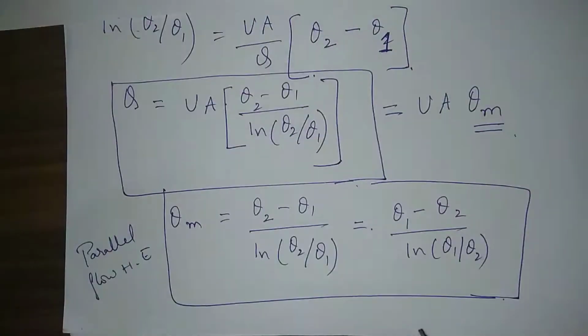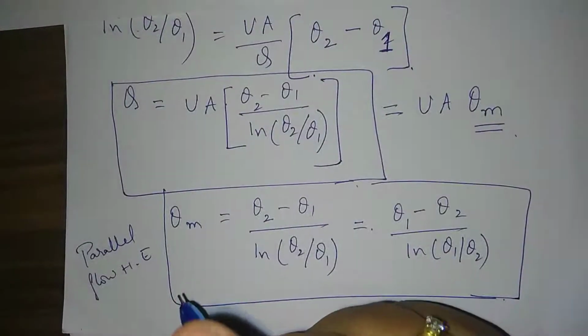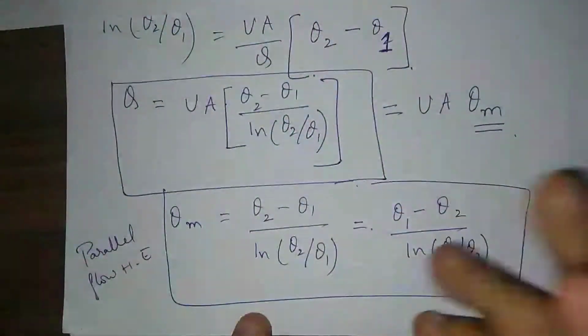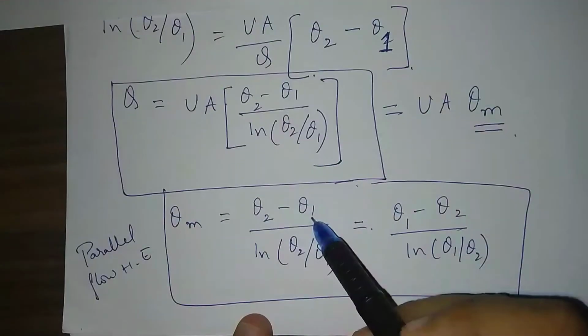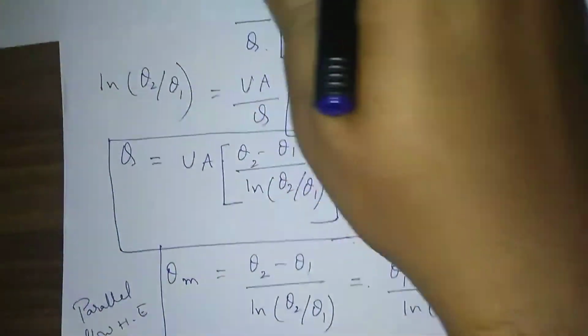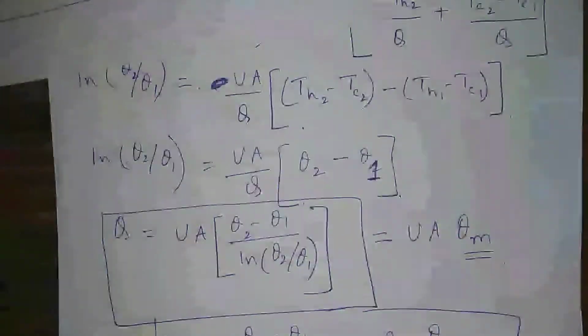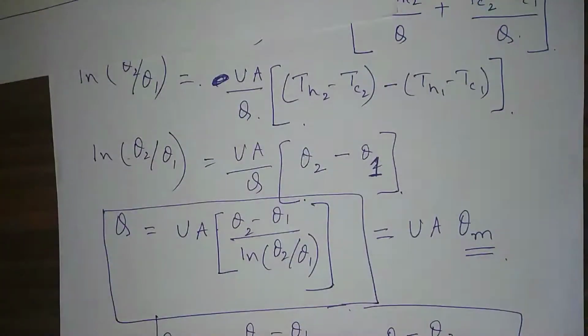This remains the same for the counterflow heat exchanger also. The only difference is that the theta 2 and theta 1 definitions will be different. Here we just saw that theta 1 is TH1 minus TC1, but that will be different in the case of a counterflow heat exchanger. That we are going to see in the next video.